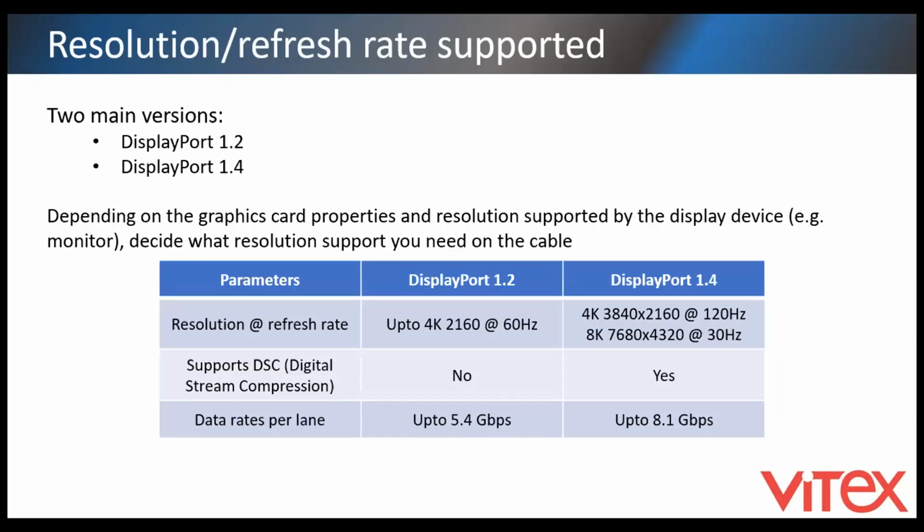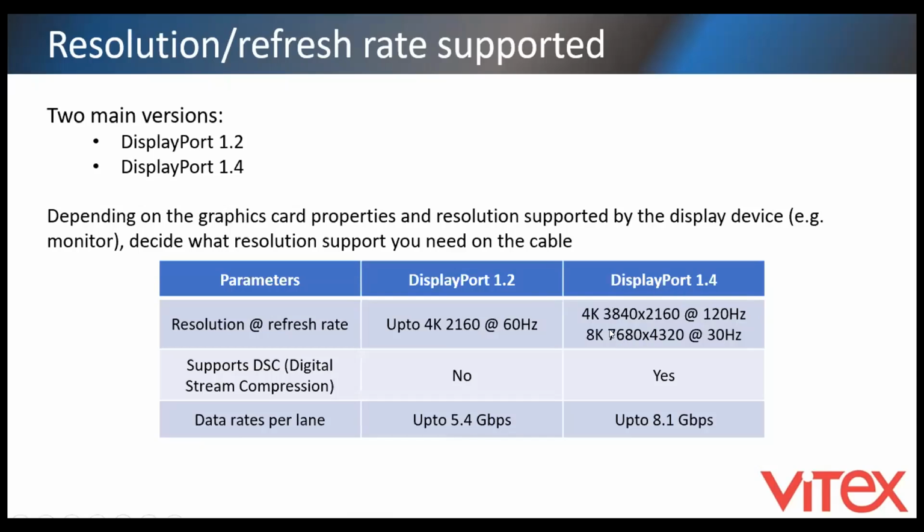So in this table, I have summarized the performance characteristics of DisplayPort 1.2 and DisplayPort 1.4. As you can see, DisplayPort 1.2 can support a resolution up to 4K at 60 Hz refresh rate, while DisplayPort 1.4 can go up to 4K at 120 Hz. So that's a big jump, twice as much compared to DisplayPort 1.2.